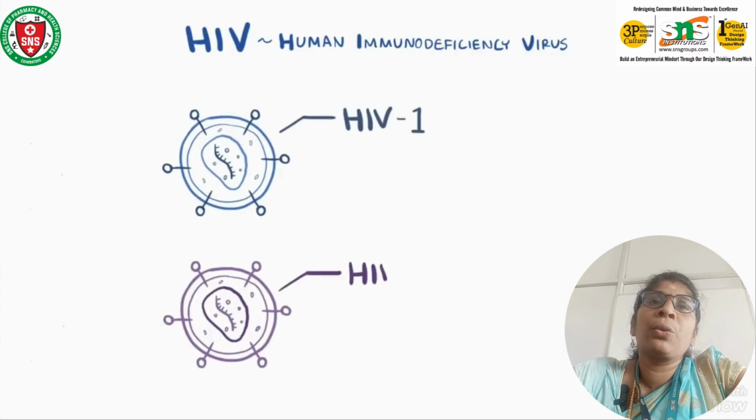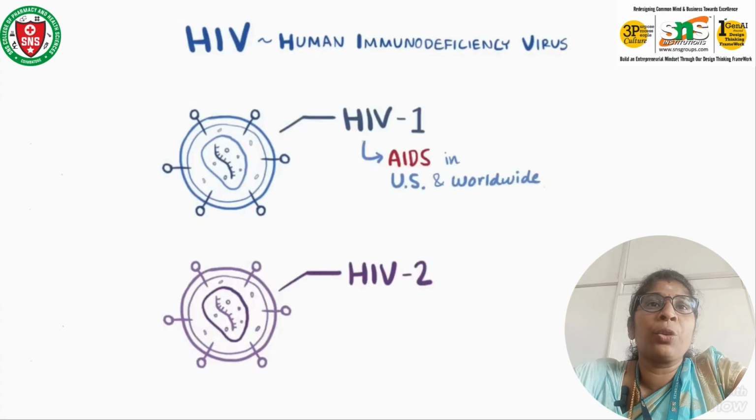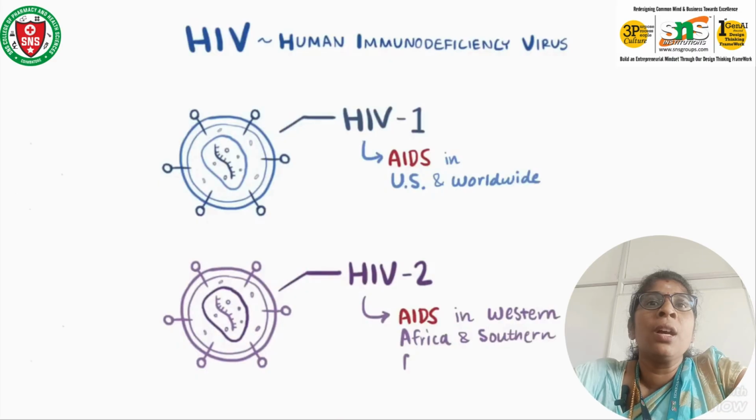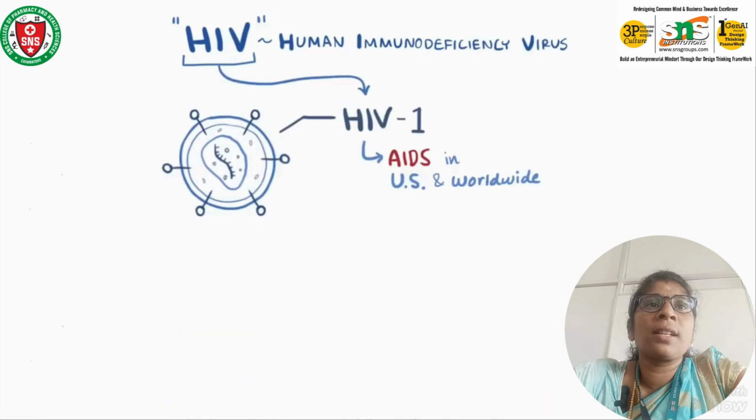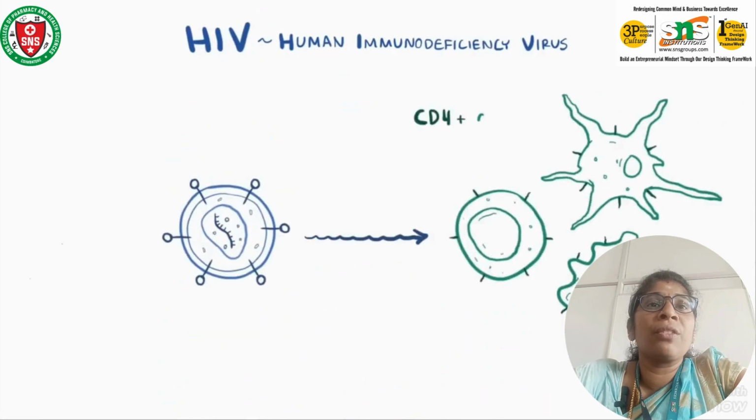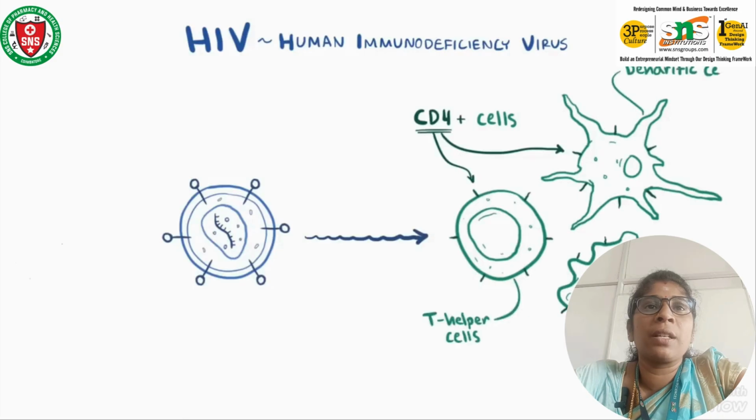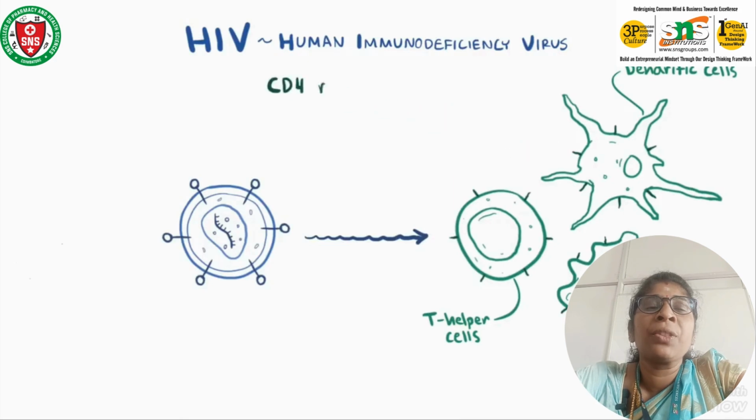HIV, that is Human Immunodeficiency Virus. It directly affects the immune system of a human, and it creates immune deficiency towards other infections or kinds of diseases. And this HIV causes AIDS, that is acquired immunodeficiency syndrome. Two types of HIV are HIV-1, which causes AIDS spread in the US and worldwide, and HIV-2, which causes AIDS in the Western Africa and Southern Asia part.